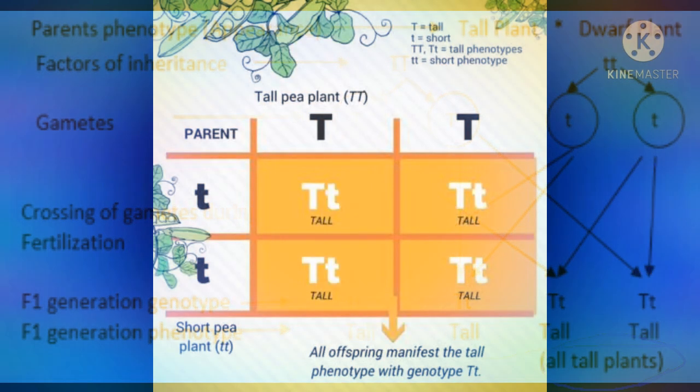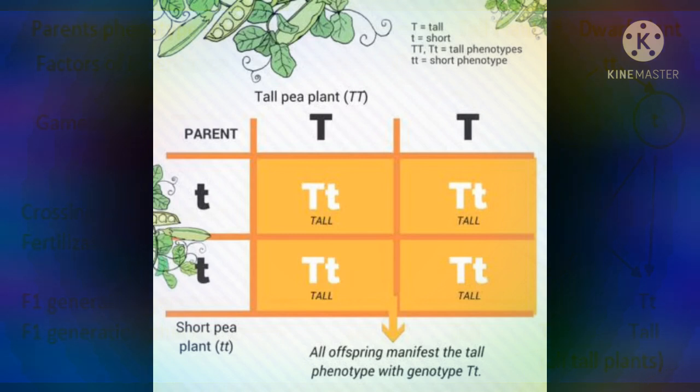Now see, this is the cross with the Punnett square or checkerboard method. Very simple one. That is tall plant, capital TT, and dwarf plant, small tt. These are the parent plants. Then in the F1 generation all the plants are tall, but they are heterozygous. This is with the help of the Punnett square. Now we will see what happened in the F2 generation.